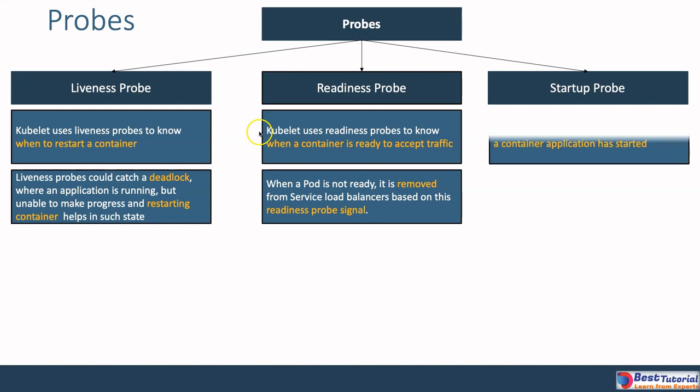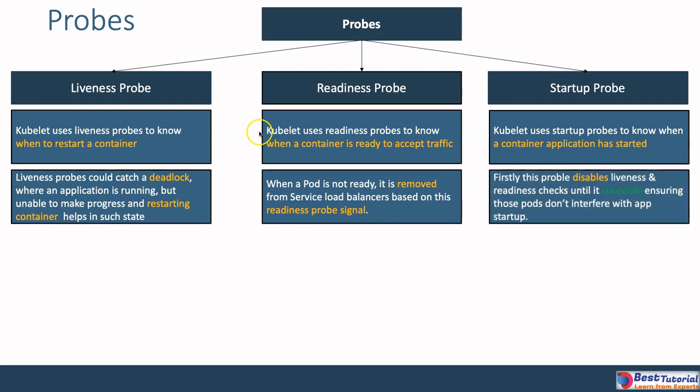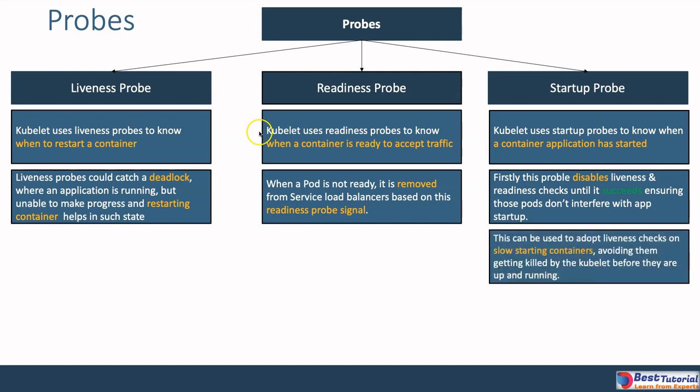And next is the startup probe. The kubelet uses startup probes to know when a container application has started. Why should the kubelet know when the container application has started? There are several reasons for that. Firstly, whenever we configure the startup probe, it automatically disables the liveness and readiness probes until the startup probe is successful. That is one thing, to avoid any interference with the app startup.